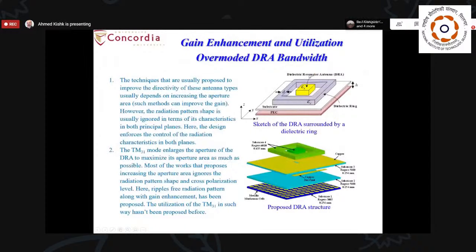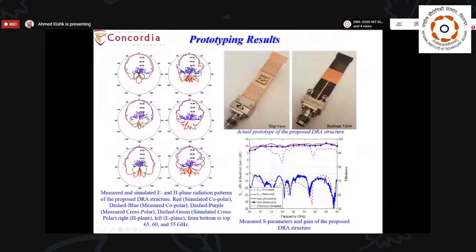We also use the dielectric resonator at 60 gigahertz. Here is one configuration of a dielectric resonator operating at a high order mode and surrounded by a dielectric ring. And here, when it is built, is the radiation characteristics of this resonator. Here are the matching bandwidth and the gain level, about 10 to 11 dB directivity coming from this single element.